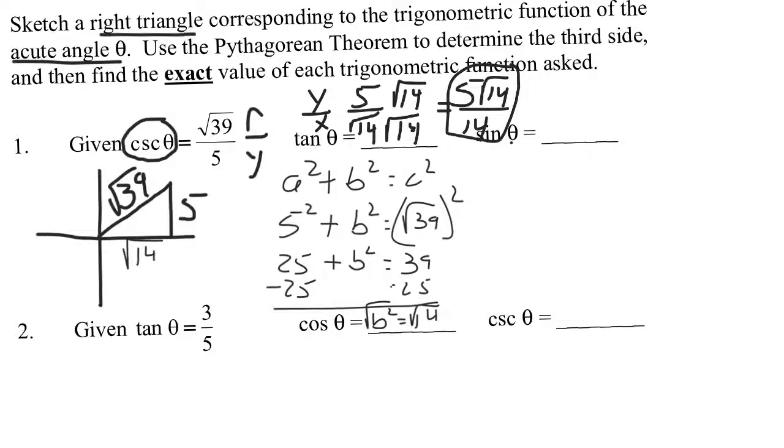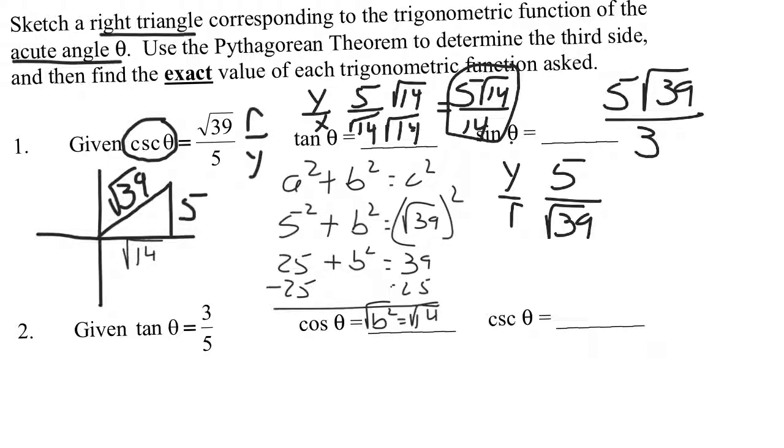Sine, I just scribbled through it, but sine is y over r. So we could take the 5 and put it on top of the radius, the square root of 39, and do the same rationalizing and get to 5 square roots of 39 over 39. So that's how that's done.